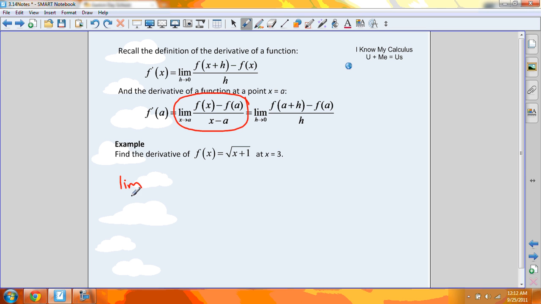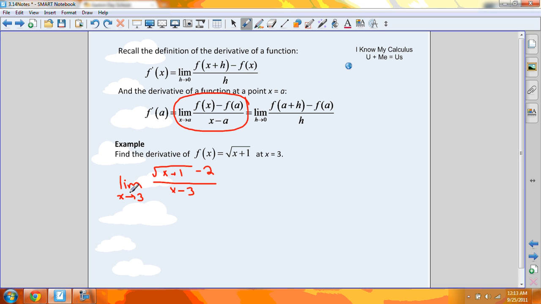So I have the limit as x goes to, my a value is 3, right? I don't have to find it in general because it's only asking me at 3. So the limit as x goes to 3 of f of x, so that's just my original function, x plus square root of x plus 1, minus f of a. Well, if I plug a, which is 3, into this function, I get square root of 4, which is 2, all divided by x minus 3.